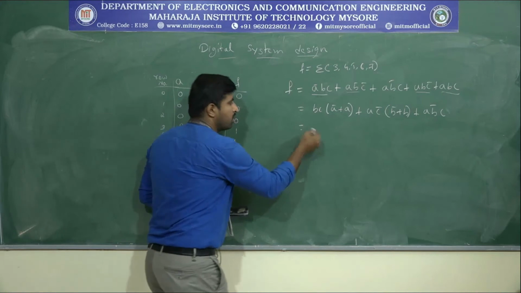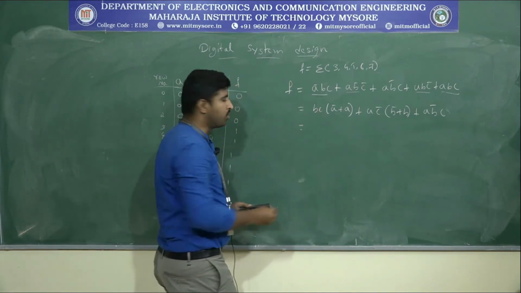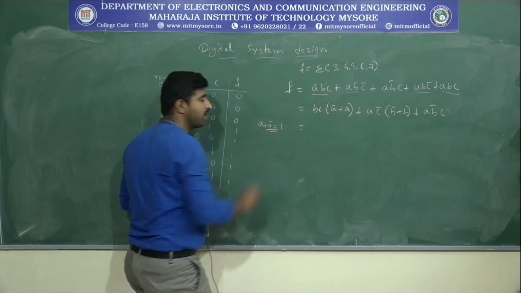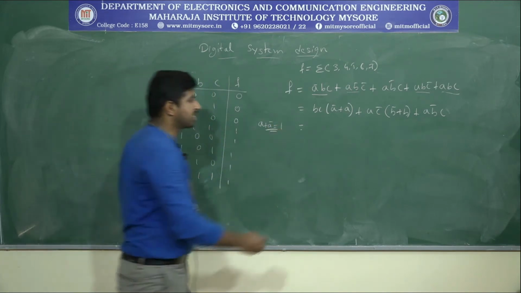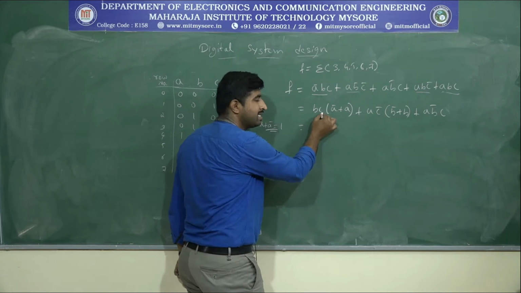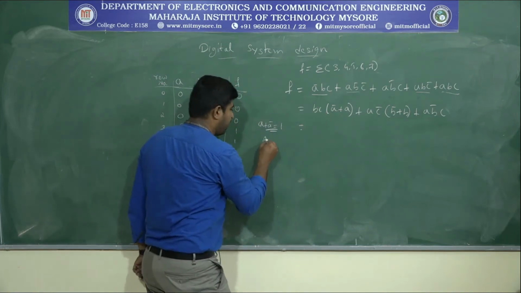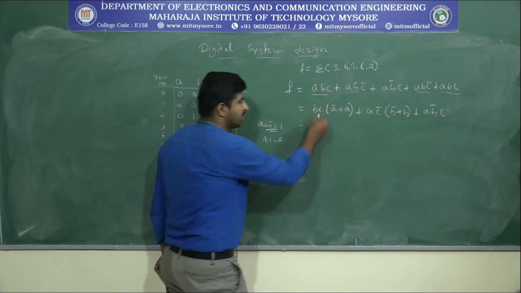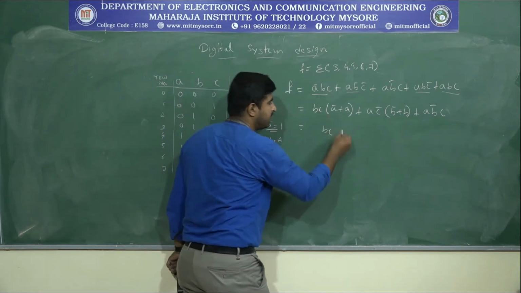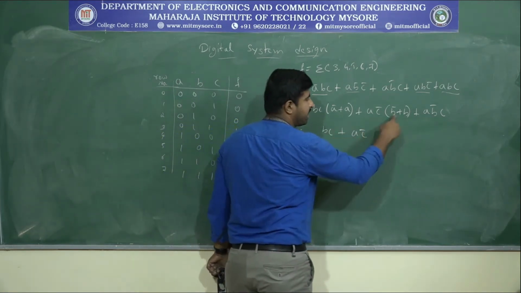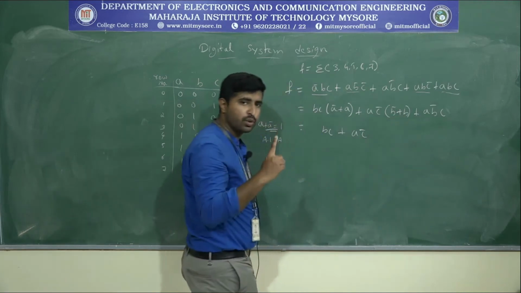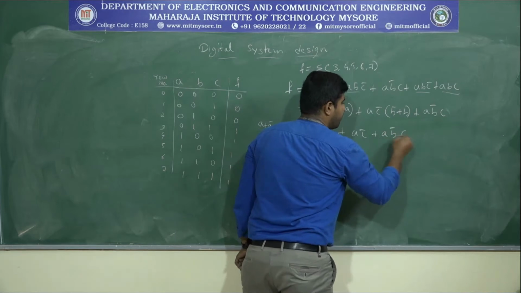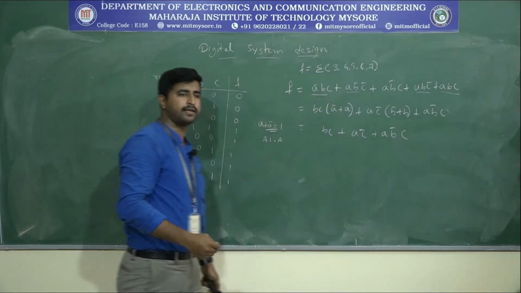Now, according to the Boolean theorem, we know that A plus A bar is always equal to 1. So this corresponds to 1, 1 into BC. Again, A into 1 is always going to give A. So that corresponds to BC plus A C bar, and B bar plus B is equal to 1. Next, plus A B bar C.